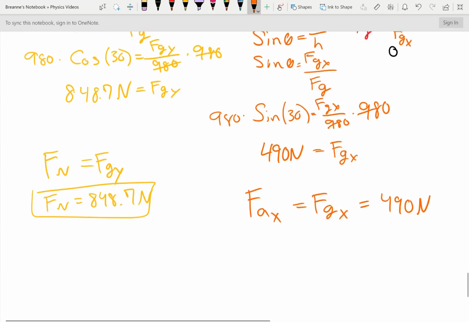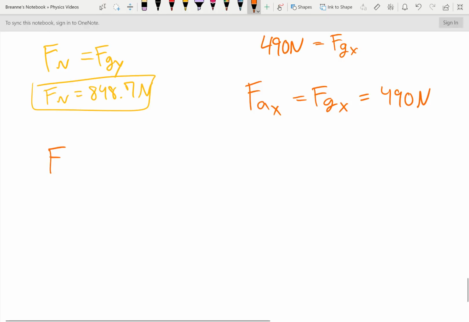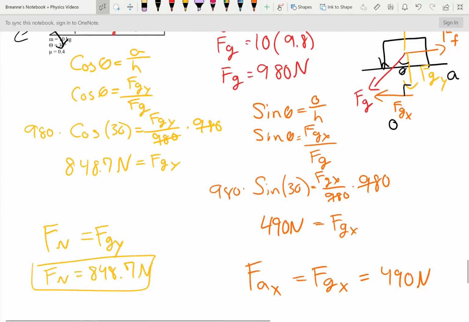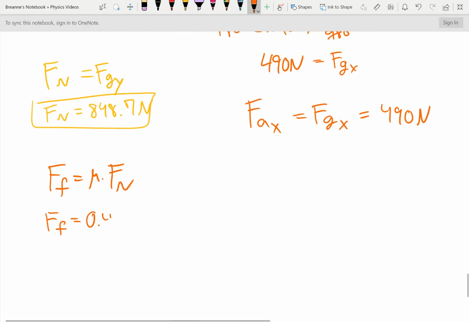The next, we have to find our force of friction. So force of friction equals mu times your normal force. Our mu is given to us. Our mu is 0.4. Our normal force is 848.7. You multiply those together, and you get 339.5 newtons. There we go.